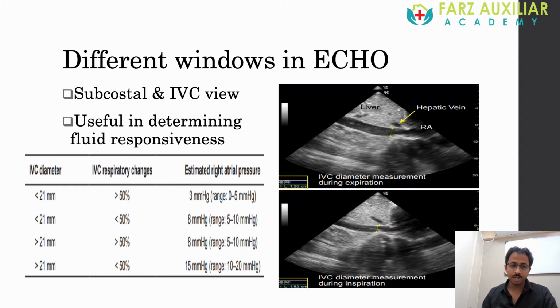If the IVC diameter is small and the respiratory variation is high, more than 50%, then definitely the right atrial pressure is low, so most likely the patient is hypovolemic, whatever may be the cause. And if the IVC diameter is more than 2 cm and the variability is less than 50%, then definitely the patient is not requiring fluid; the patient is in a fluid overloaded state.